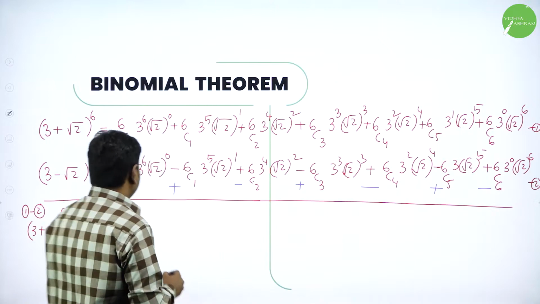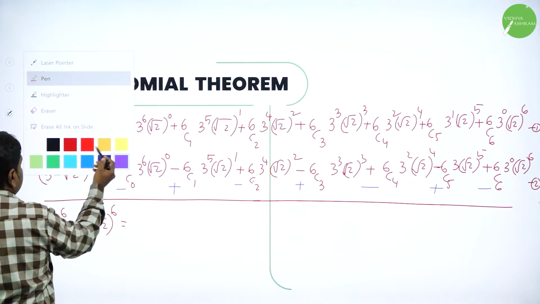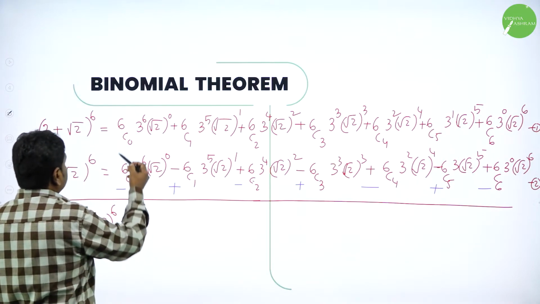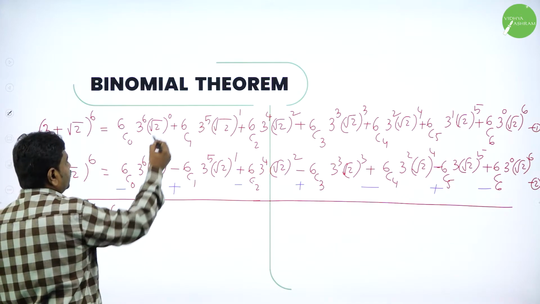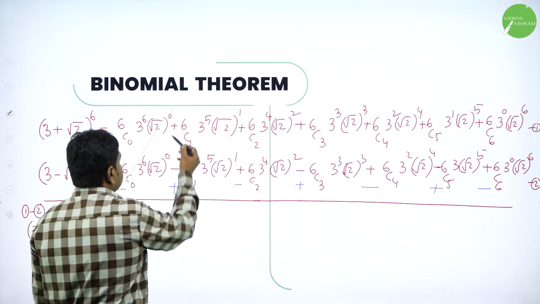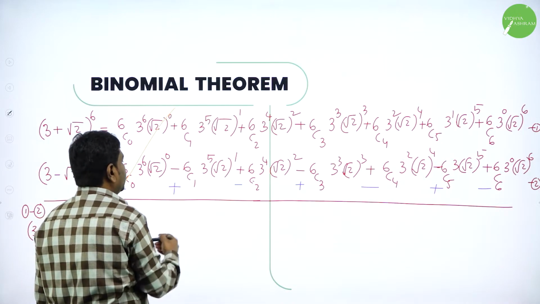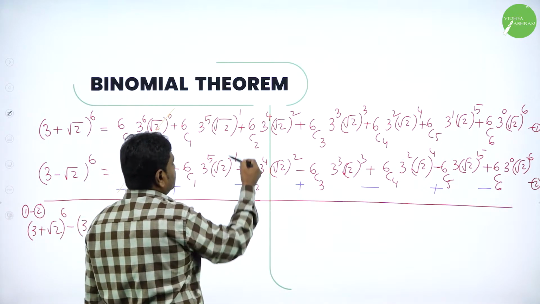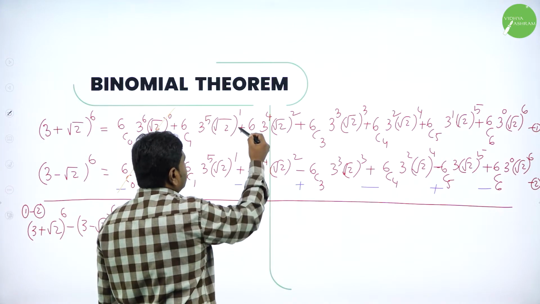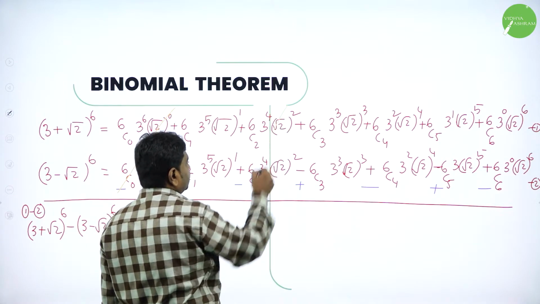Now opposite terms will cancel. So now this is positive 6C0 and this is negative 6C0, it cancels. This is positive after changing the sign. Positive plus positive means it gets added. And this is positive and this is negative. This is negative, this is positive. These two are opposite, it cancels.